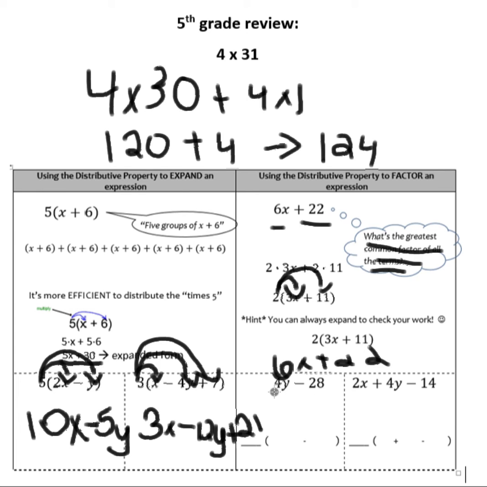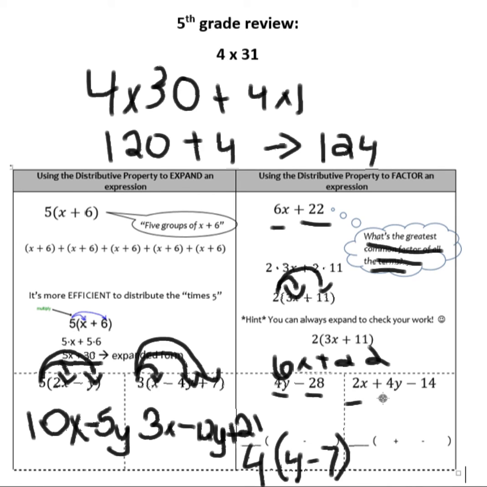4y minus 28. I look at 4y and I look at 28. What is the greatest common factor between 4y and 28? It'd be 4. So I would have 4, and then in parentheses, y, because 4 times y would make 4y, minus 4 times what is 28? That'd be 7. So I have 4, and then parentheses, y minus 7.